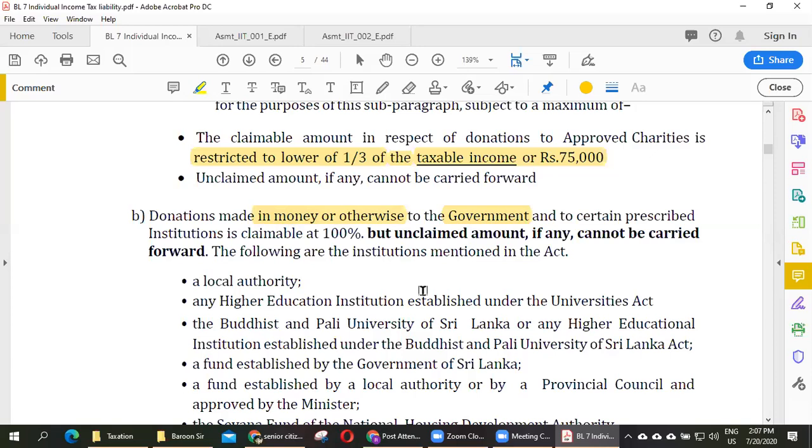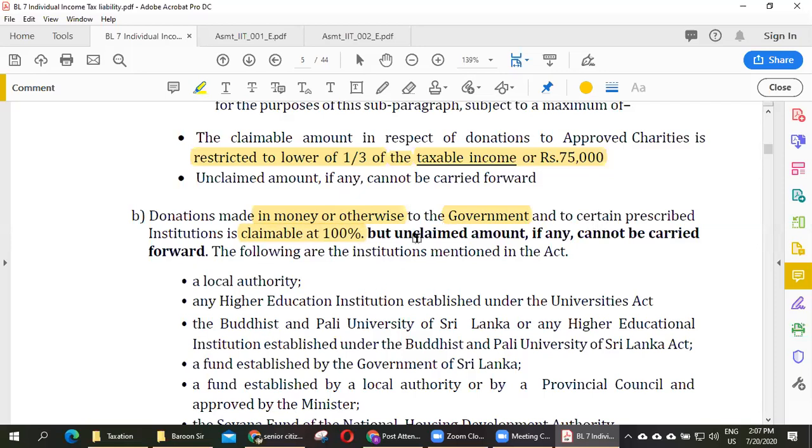You can donate hospital beds, and you can donate milk packets. You can donate clothes, whatsoever, to the government. So donation made in money or otherwise to the government and to certain prescribed institutions is claimable at 100%, right? There is no upper limit for donation to the government. It means the government is motivating the citizens to donate more. You can claim the total value of donation to the government.